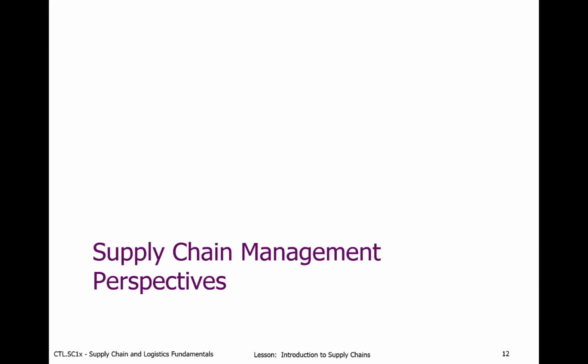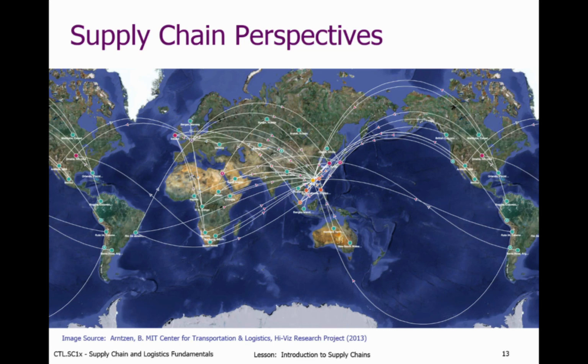So let's talk about different perspectives of supply chain management. How can I visualize supply chains? And there's a bunch of different ways. The most common way is to look at the geographic flows. And when anyone describes their supply chain, typically the first thing they do is they draw a map. And what I'm showing here is a screenshot from a research initiative up here at MIT called the HiViz project.